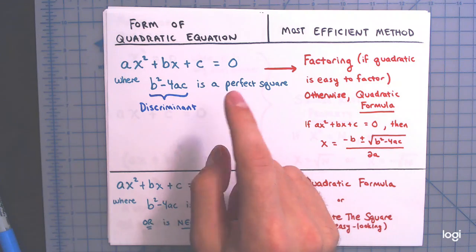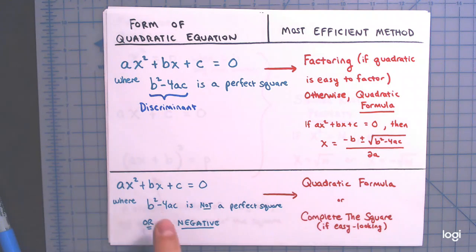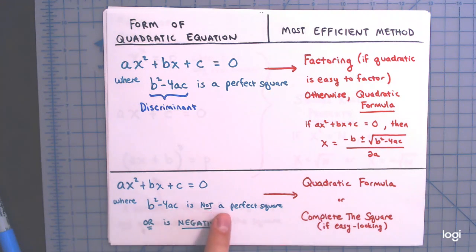Okay, and then lastly, this was the case when the discriminant is a perfect square, 1, 4, 9, 16, 25, etc. Well, what if the discriminant is not a perfect square, or what if the discriminant b squared minus 4ac is a negative number? If you recall, when the discriminant is not a perfect square, but still positive, so like 2, 3, 5, 6, 7, 8, then the equation is going to have two irrational solutions, two real number irrational solutions.